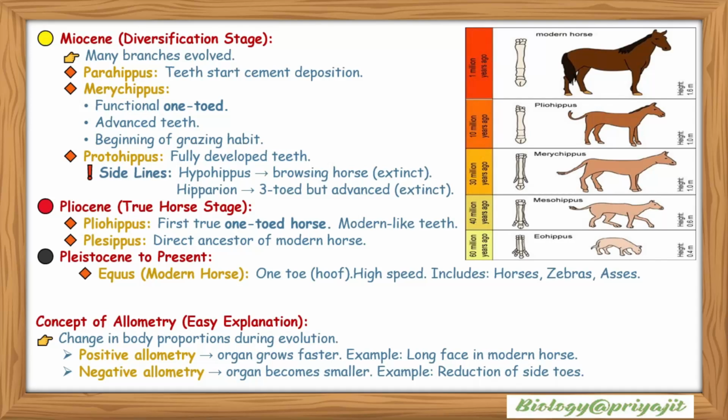Concept of allometry, or easy explanation: change in body proportions during evolution. Positive allometry, that is when an organ grows faster. Example: the long face in the modern horse. Negative allometry: an organ becomes smaller. Example: reduction of side toes.